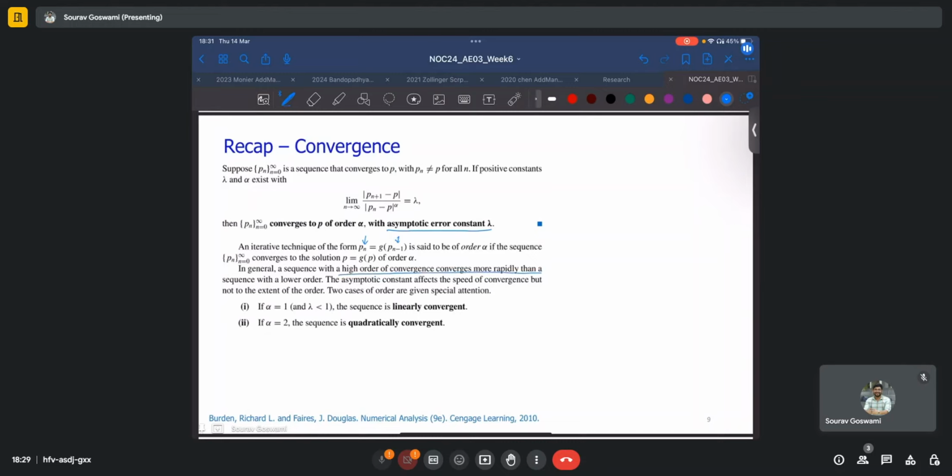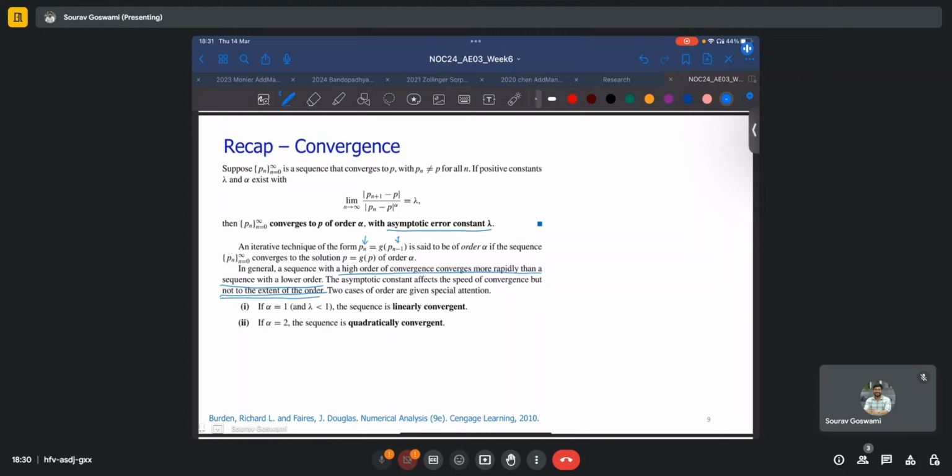In general, any sequence with a high order of convergence converges more rapidly than a sequence with a lower order. Say, for instance, a method which has quadratic convergence will converge more quickly than a method which only has linear convergence. The asymptotic constant affects the speed of convergence, but not to the extent of order. So, order is a greater deciding factor.